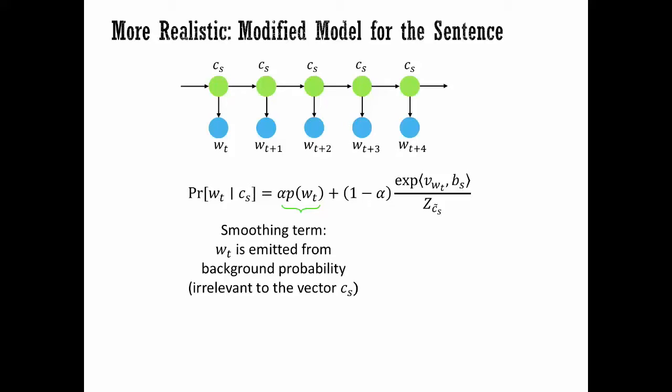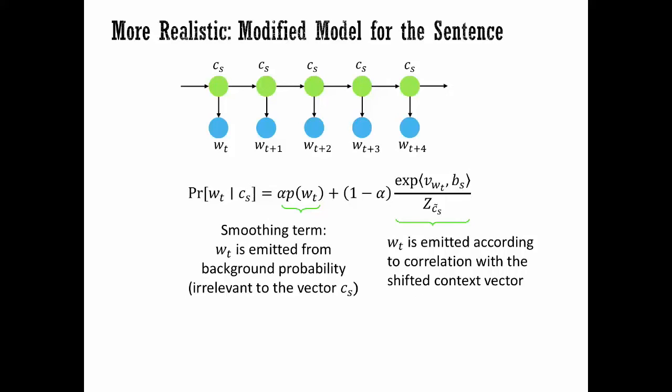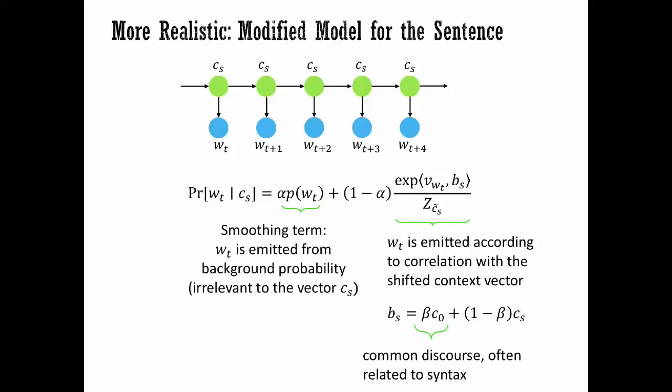So the second term is very similar to what we had before. This z sub is a typo; the c tilde should be b. The denominator is just like the partition function, and we have an exponential of the word vector and a vector bs. So what is bs? Bs is a shifted context vector. This is another kind of correction term. Bs is a combination of some special direction and the real context vector. Again, similar to the rationale before.